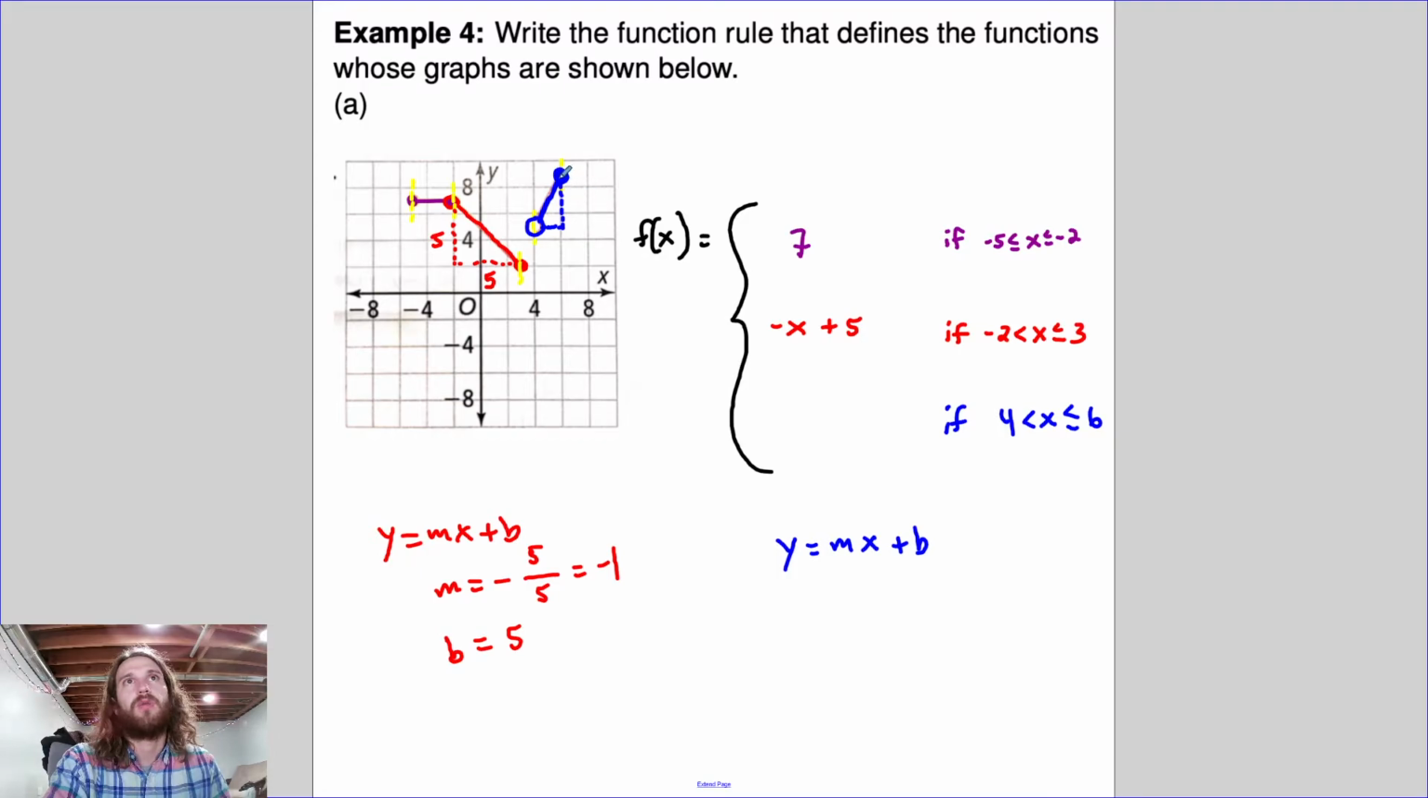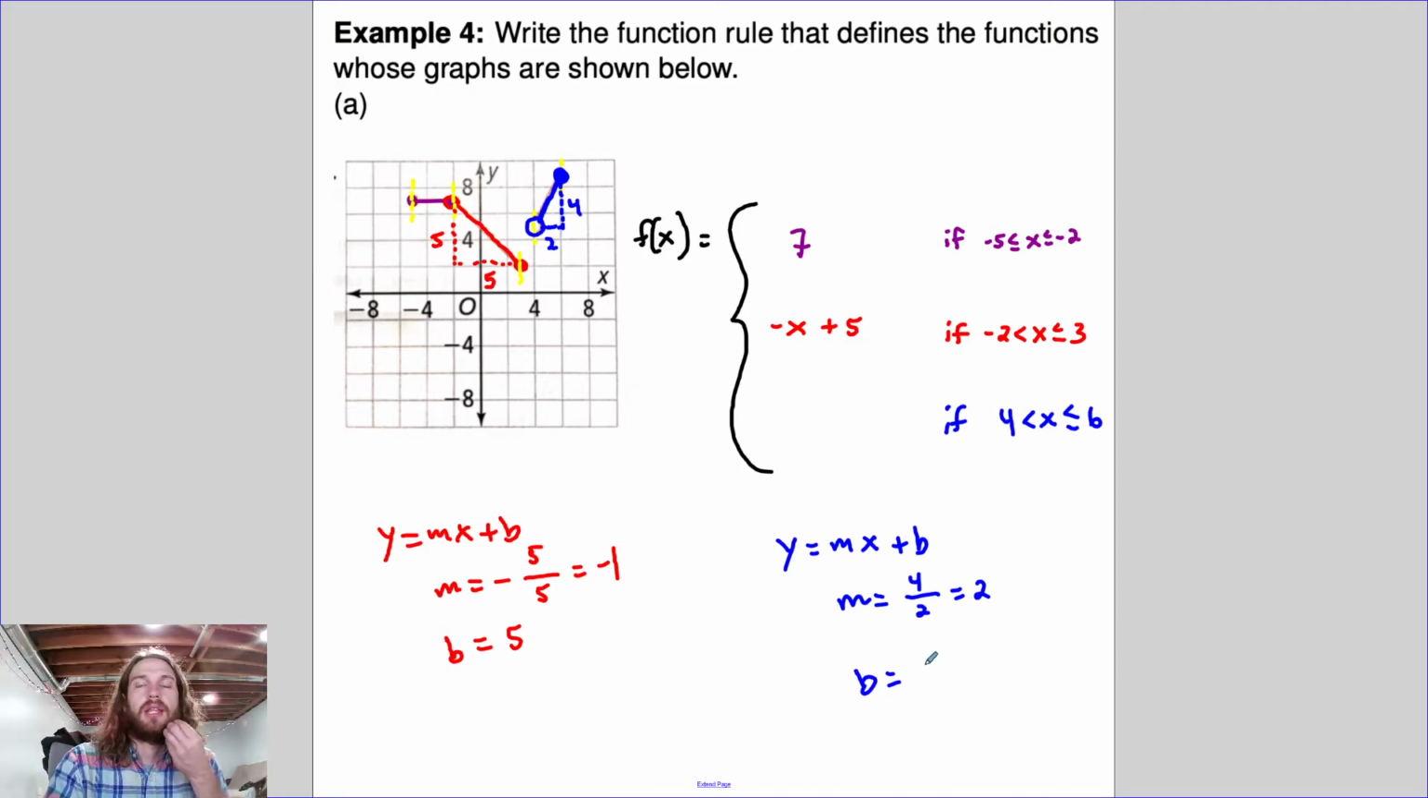we need to find the slope. This is going from 9 down to 5, which is a change of 4. And in the x direction, we're going from 4 over to 6, which is a change of 2. So our slope, in this case, is positive. 4 over 2, which is 2. It's positive, you can tell just by looking at it.